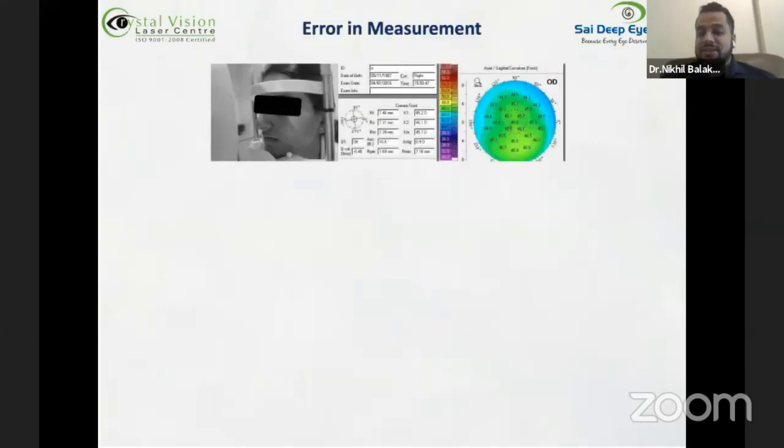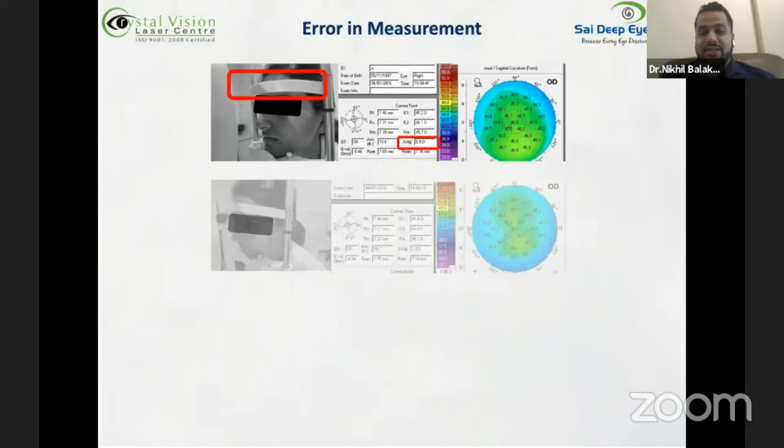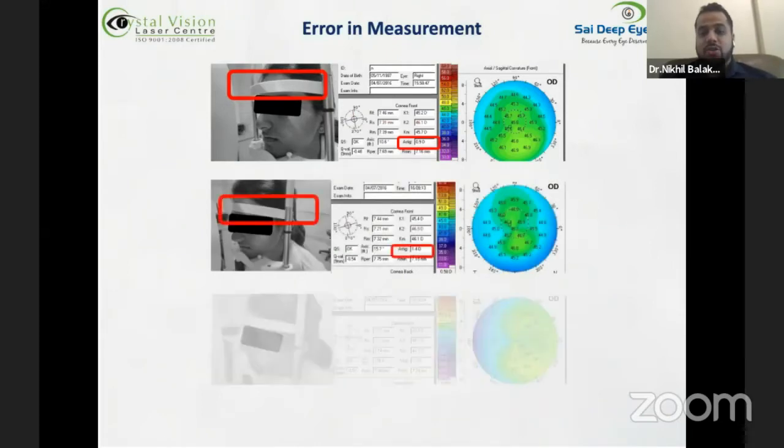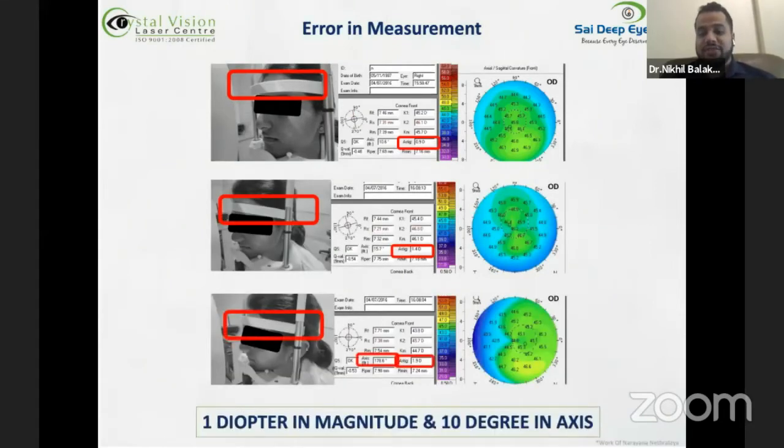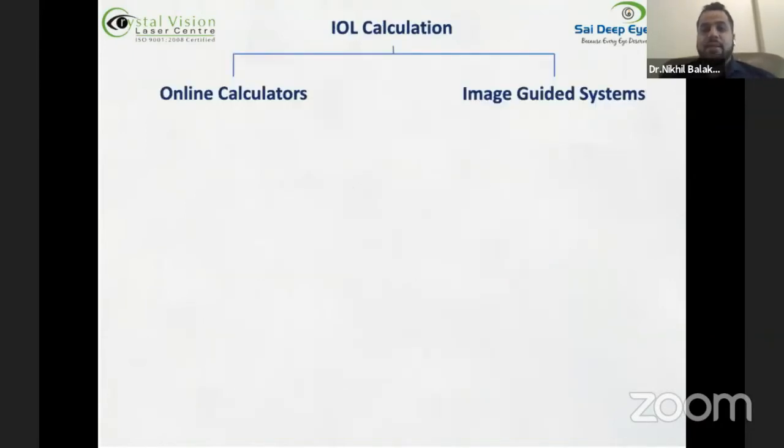Now, what are the different errors in measurement while planning for a toric IOL? One of them is from work we did at my alma mater, Narayana Nethralaya, where if the patient is not touching the headband of the instrument properly, it can cause not only a difference in the amplitude, but also a difference in the axis of the cylinder. Up to 10-degree difference in the axis and 1 diopter in magnitude can be seen.